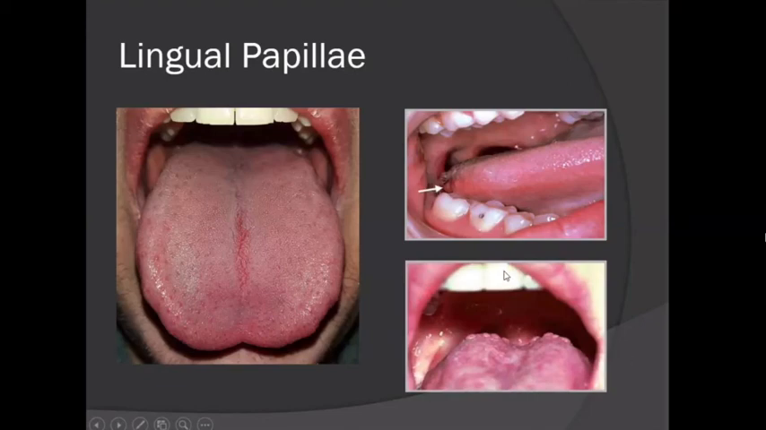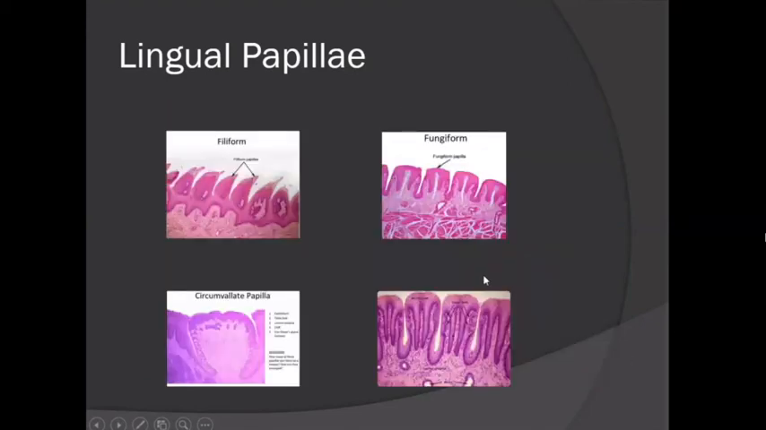Histologically, if you want to understand this, filiform and fungiform are conical forms. Then you have the circumvallate, a little bit rounded, so they have different shapes. If you look at these diagrams, you can see some taste buds here and some taste buds here, but you don't see any taste buds over here in the filiform. But you can also see the taste buds over here.